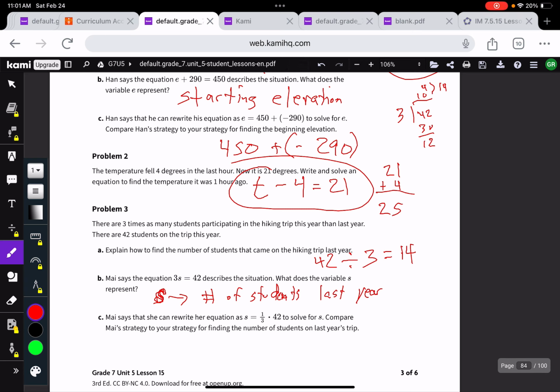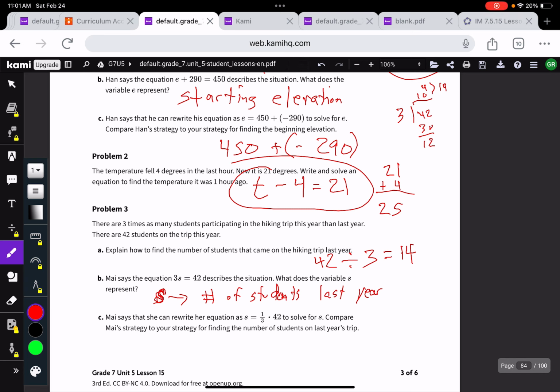Problem 4, the cost of the hiking trip this year is 2/3 of the cost of last year's trip. This year's trip cost $32. Write and solve an equation to find the cost of last year's trip. So let's read that again. The cost of the hiking trip this year is 2/3 of last year's. So I'm going to write it kind of here. 2/3 of last year's. Does it say last year's? No, we don't know. 2/3 of, so I'll use a dot, last year's.